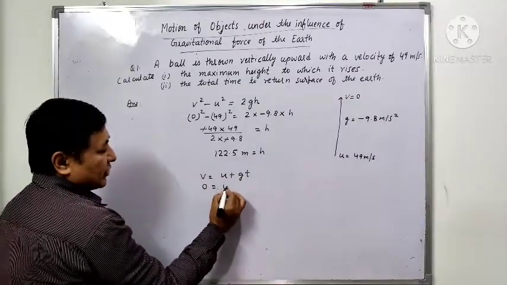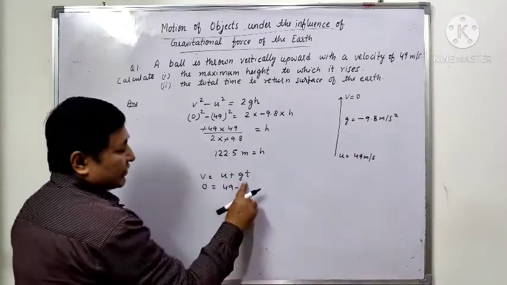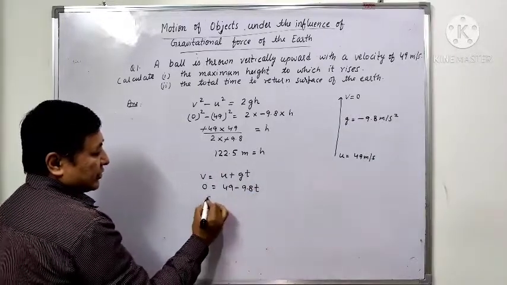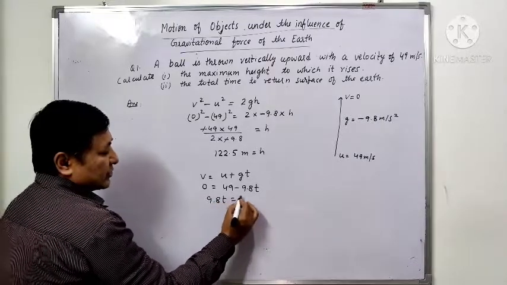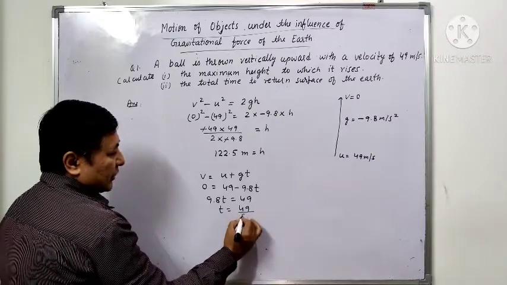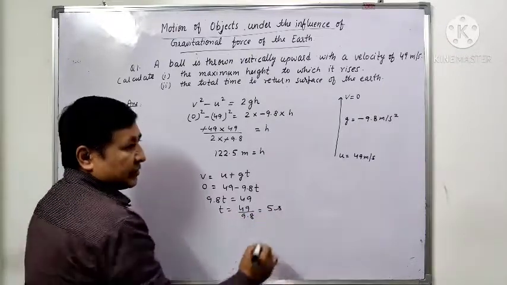Initial velocity is 49 minus 9.8, acceleration due to gravity is minus 9.8 into T. Shift this side, it becomes 9.8 T is equal to 49. So T will be equal to 49 upon 9.8, that is equal to 5 seconds.